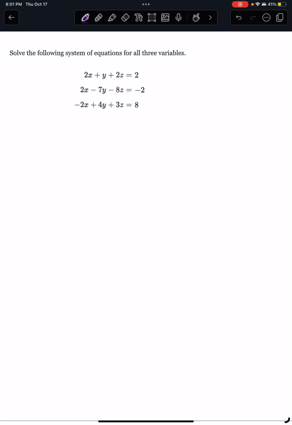Solve the following system of equations for all three variables. Okay, so to do this, we're going to want to look at which variable makes the most sense to eliminate first. And in this situation, we can see that the variable most aligned would be the x's, because we have 2x, 2x, and a negative 2x, which means that we can set it up to eliminate our x's first.